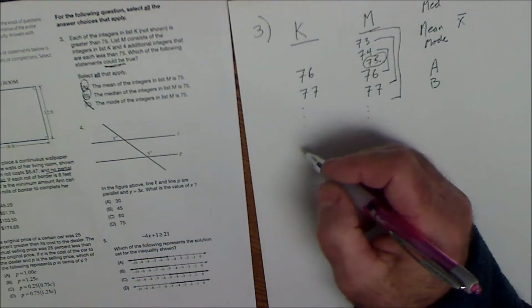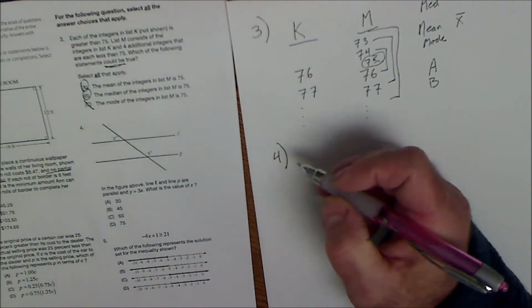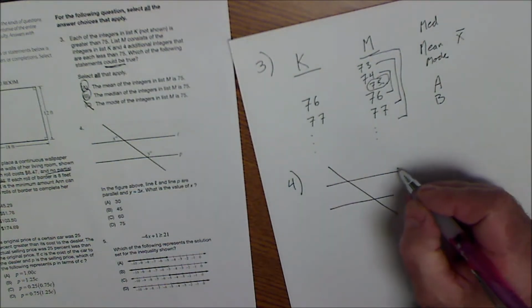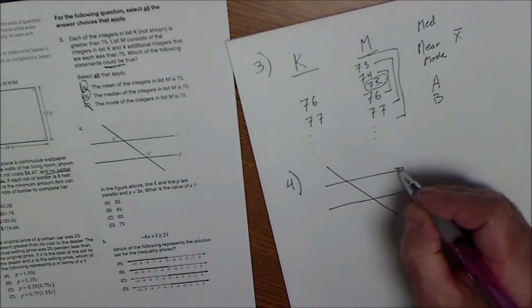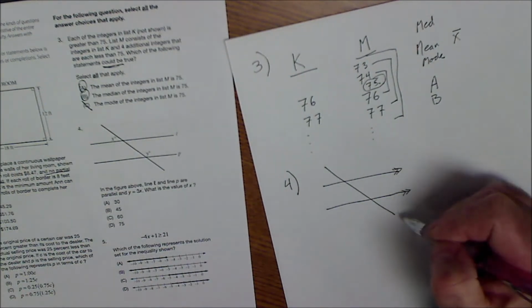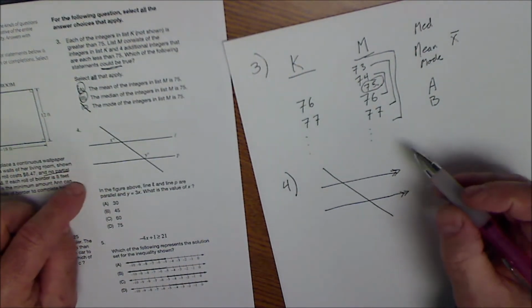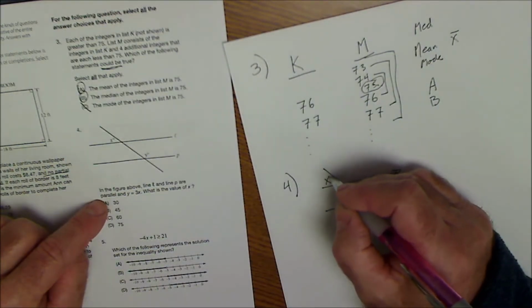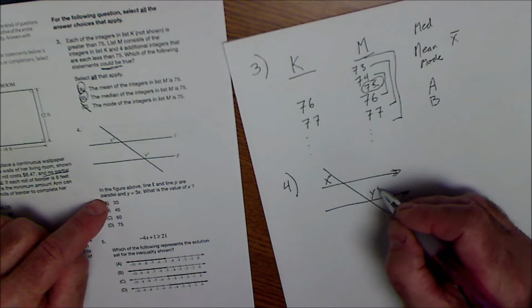Okay, jumping down to number 4 here. Parallel lines cut by a transversal, denoted parallel with usually double arrows on there, or told that you're parallel. So here they say they are parallel. This is x degrees, this is y degrees.